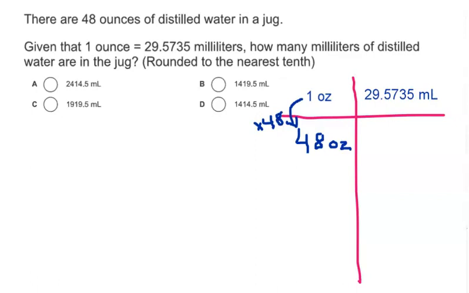If you take 29.5735 milliliters times 48, you're going to get 1,419.5 milliliters. Let's see if that's over here. 1,419.5 milliliters. Okay, that's the box right there. Was deciding whether to do an X or a check mark, and I kind of just did a mess. So 1,419.5 milliliters is the answer to that one.